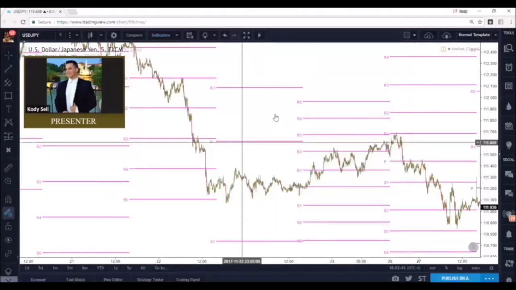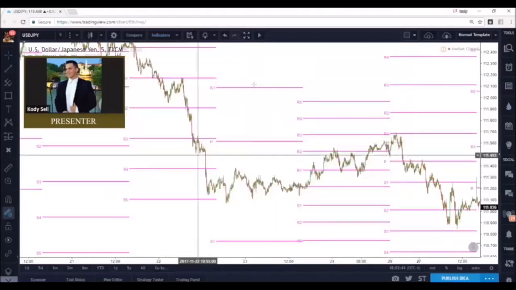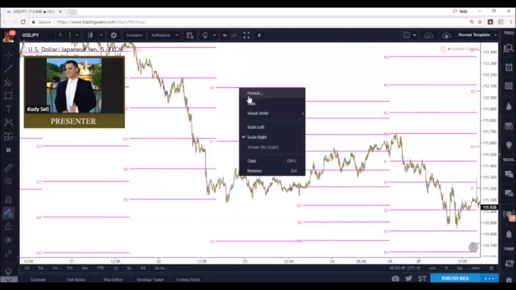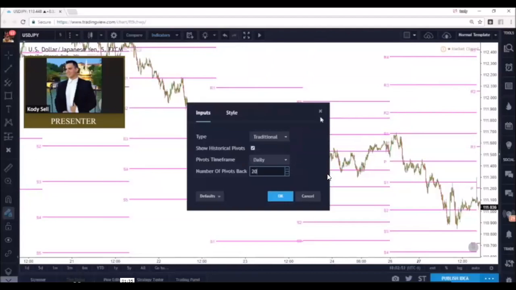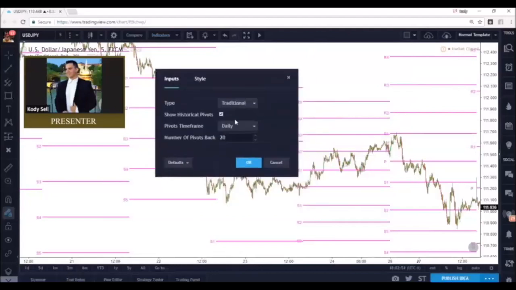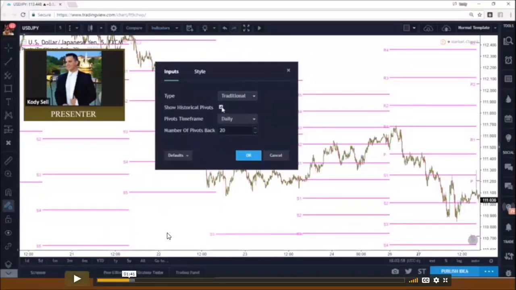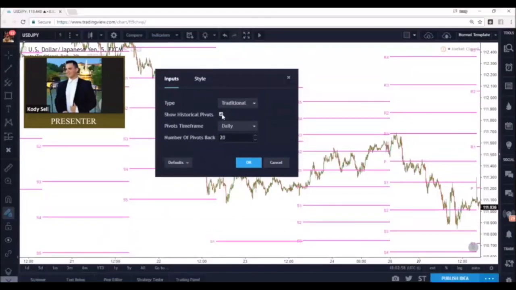I already have mine with the settings that I normally use, but I'm going to go to format. Right click the pivot and click format. Here you're going to get to change a few different things about the pivots. So you can choose to show... Okay, did everybody get that?